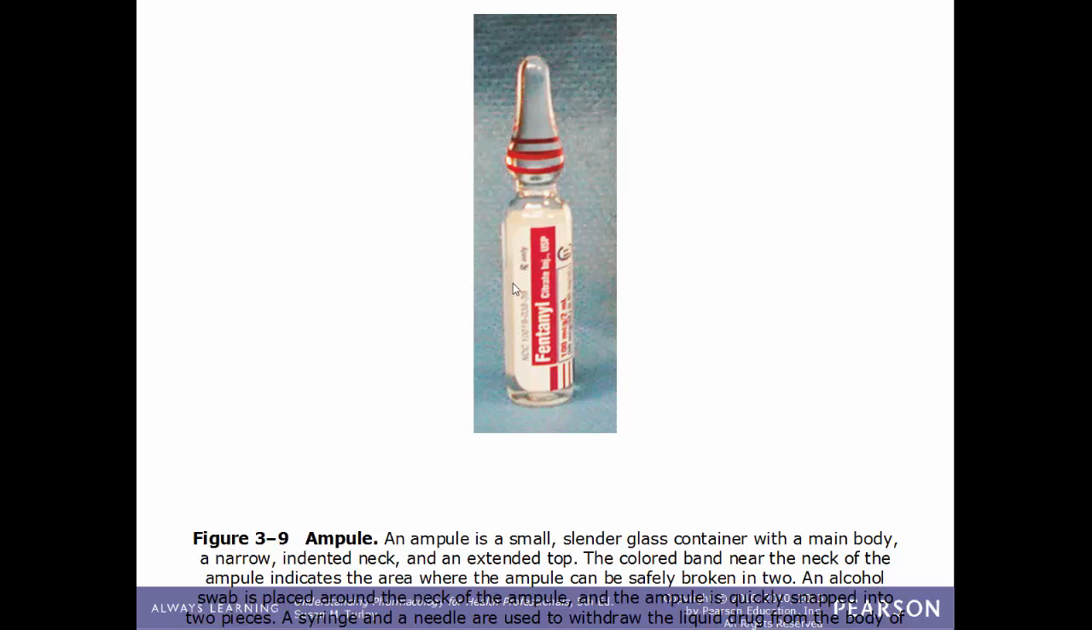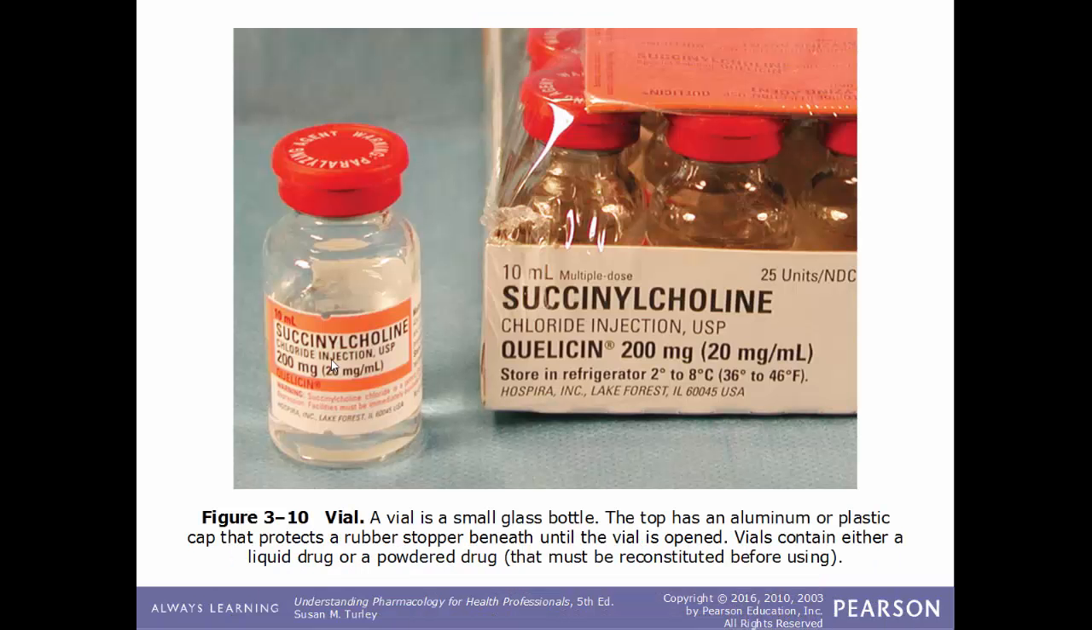In order to get to the solution that's inside, in the body of the container, you need to break it open right here at the neck. But once that happens, everything that's in here either has to be used or has to be disposed of. In this image we have an example of a vial, a small glass bottle, but it can be resealed, with either a rubber stopper or a cap that comes with it.